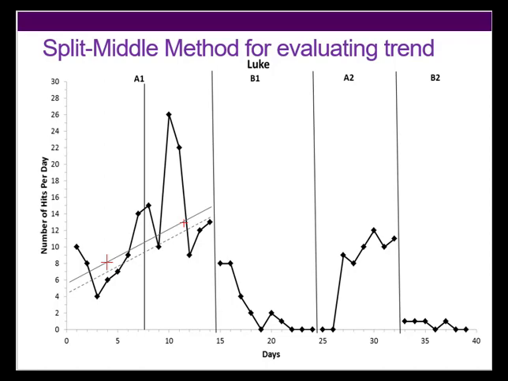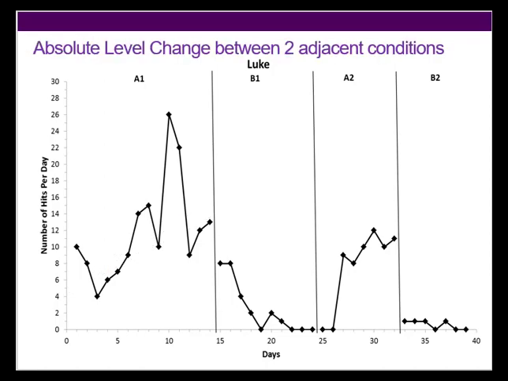Using this method, we see most data fall above the split middle line of progress. We can say that Luke's baseline data are accelerating. The goal of this intervention presumably is to decrease the rate of hitting behavior. In phase A1, data are accelerating in a non-therapeutic direction. So far, we've used visual analysis to determine that Luke's baseline data show variability and an accelerating trend.